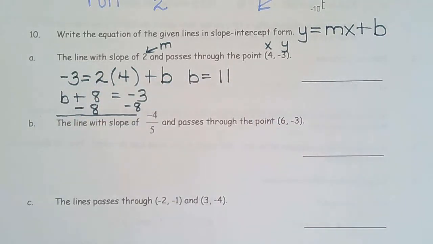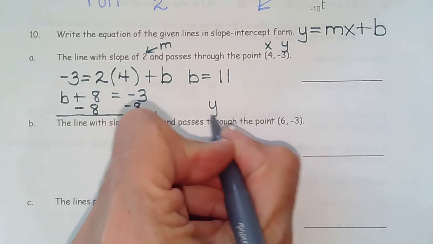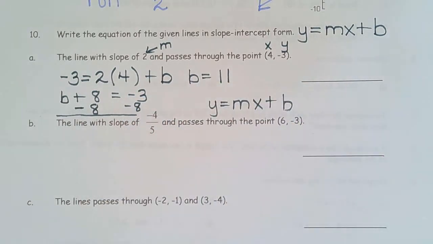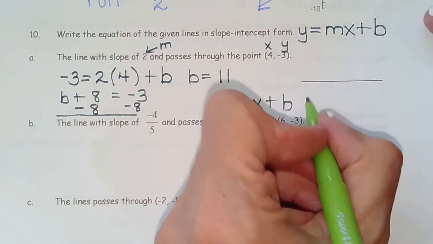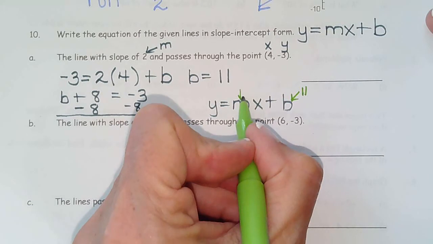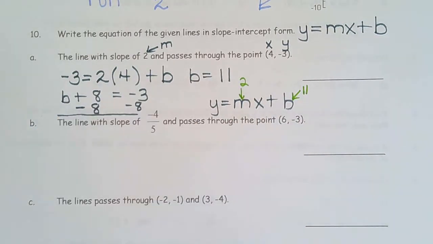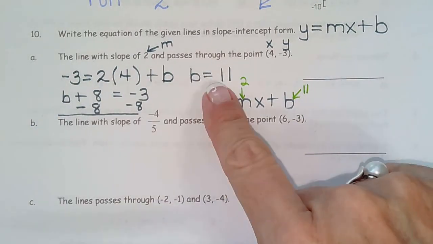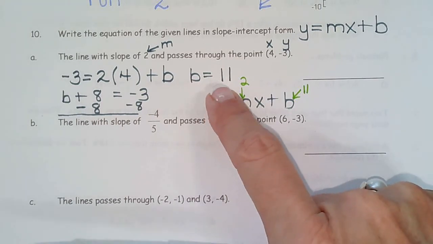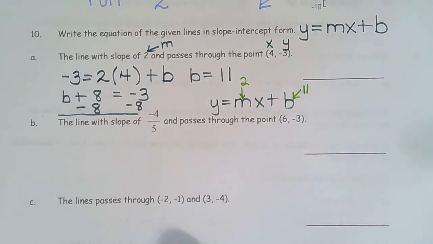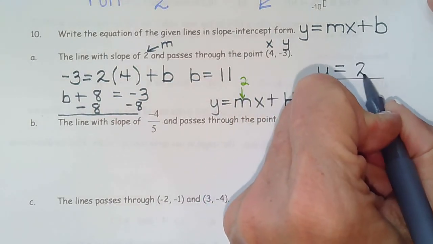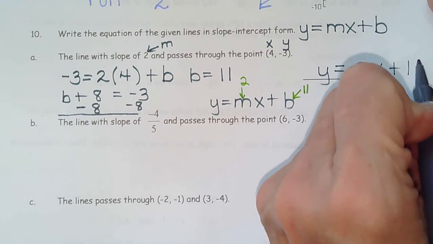Then I go up into y equals mx plus b, and I fill in what I know. I know my b is 11, and I know my m is 2. So I plug those in, and I'm done. Just make sure you don't stop here. This is not writing the equation. This is called finding b. This is writing the equation. So y equals 2x plus 11.